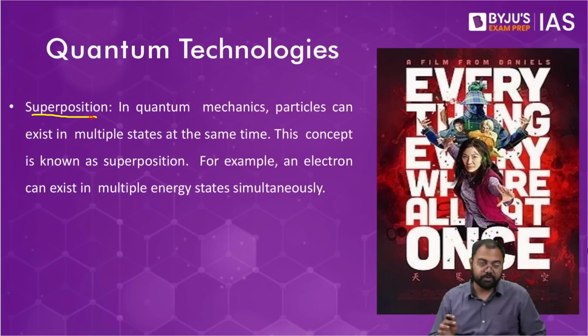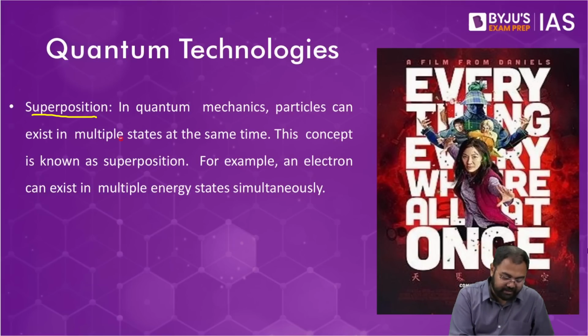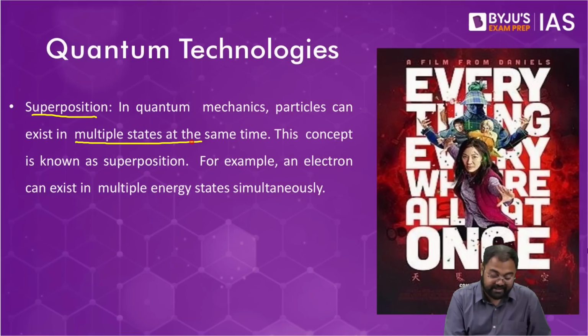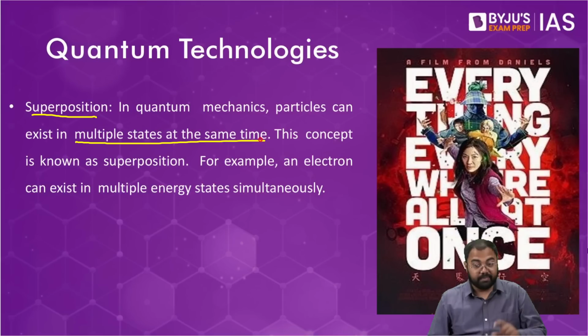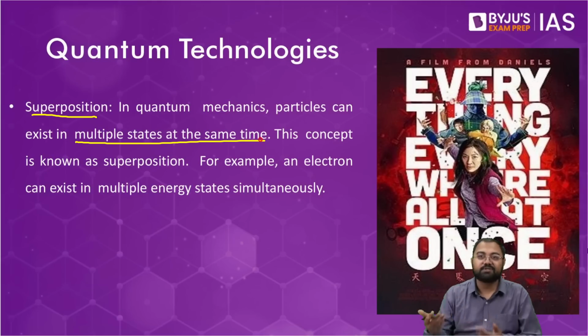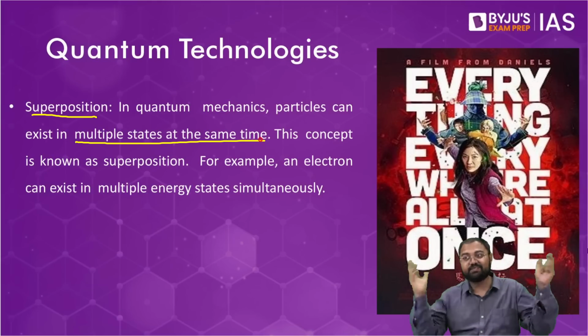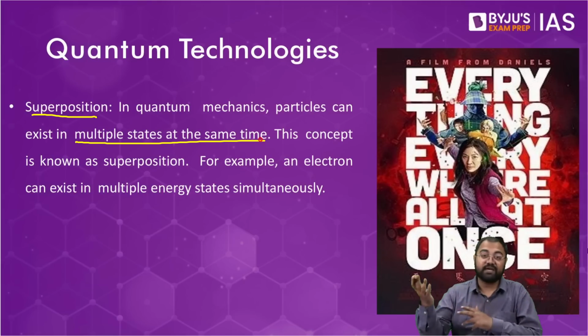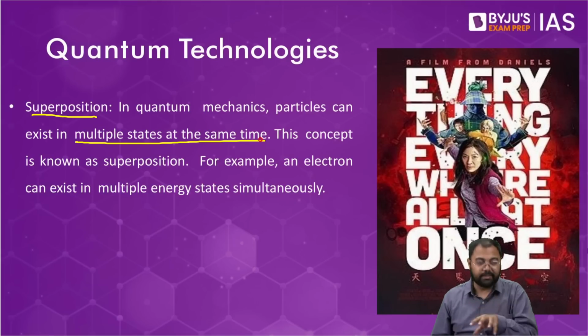Now the second property which is very, very crucial is the property of superposition. In superposition, what we say is that the particles can exist in multiple states at the same time, or they can exist in different energy levels at the same time. This is again something which is not thinkable at our level, that one person can exist in multiple states at the same time, or can have multiple existences at the same time. But in this particular scenario, even this is possible with the subatomic particles.